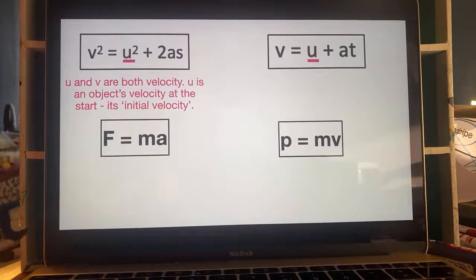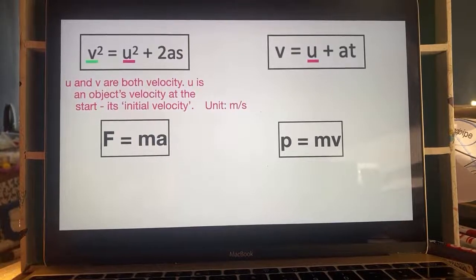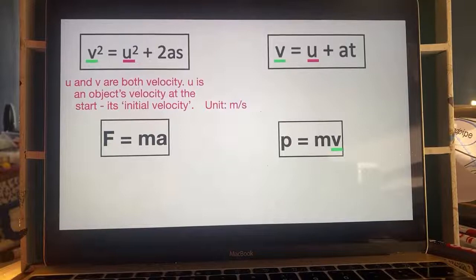V and u are both velocity. So they're both speed but with a direction. But u is an object's velocity at the start, or the fancy science way you would say it, initial velocity. So its unit is just meters per second because it's just speed with a direction, isn't it? So little v is velocity, but if you see a v and a u together, then u means velocity at the start and v means velocity at the end, or final velocity, okay? But they're both measured in meters per second because they're both a type of velocity.